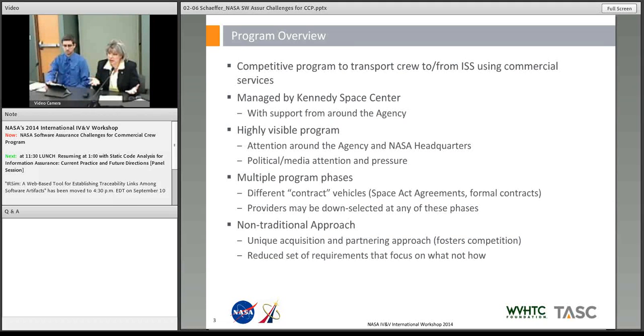So one of our challenges, as you'll see, is that they didn't do things necessarily the NASA way. And then we still have to do our own analysis. We still have to do our assessments on something that doesn't look like what we've been used to looking at in the past.